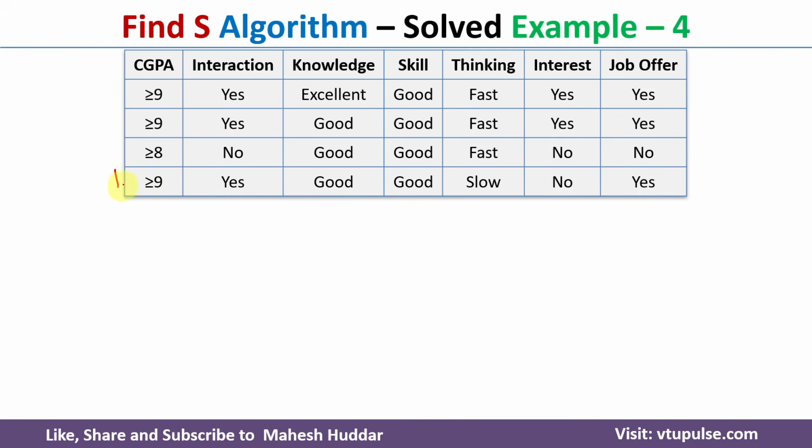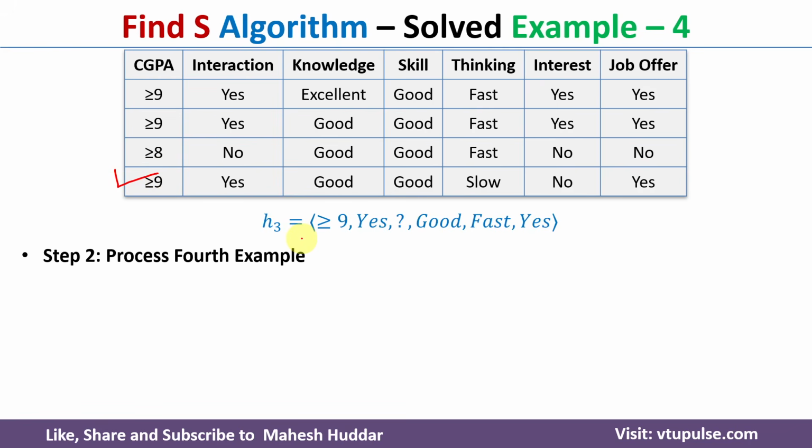Next, we will go for the fourth example, and here we need to check whether this example is a positive or negative example. If you look at the job offer, here it is a yes, which means that the fourth example is a positive example, so we need to process this one. And here we need to check the hypothesis H3 with the fourth example attribute wise. Here we can see that the first attribute value is the same in both cases, so we will not do anything. The second attribute value is also the same, we will not do anything. And in the third attribute it is a question mark and it is good. Question mark means it will accept all the values, so we will keep the question mark as it is. Good and good are both the same.